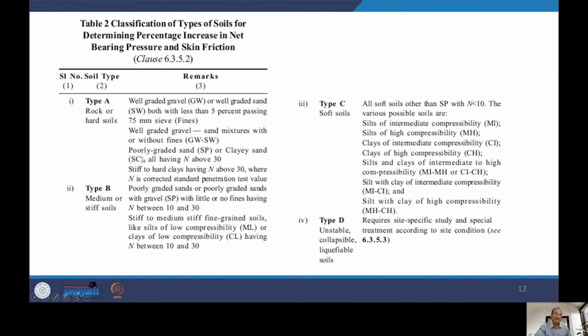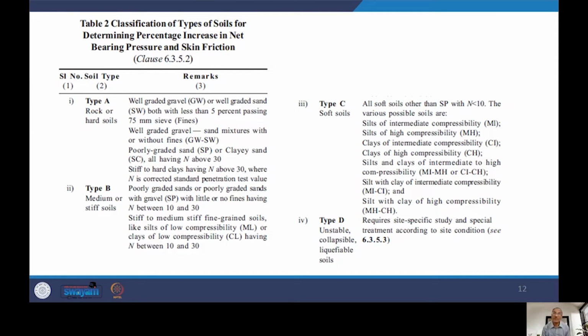Then you can consider this as Type A. But if N is not above 30, then it goes to Type B, provided N is between 10 and 30. And this Type B is applicable for poorly graded sands or poorly graded sands with gravel, with little or no fines, having N between 10 and 30. Then this is also applicable for clay sites of low compressibility. For Type B, it could be silt ML or it could be clay CL.